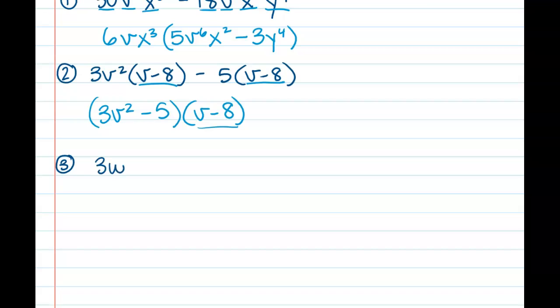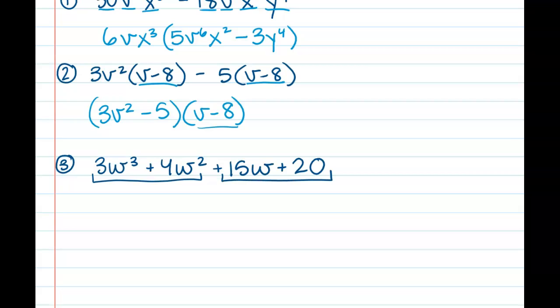Next, 3w cubed plus 4w squared plus 15w plus 20. There's 4 terms, so we'll have to use grouping. It's written in standard form, meaning descending powers, which is good. So we'll split into these two pieces. The GCF of 3w cubed plus 4w squared, we can't take out any numbers other than 1. So it looks like we have w squared. W squared times 3w is 3w cubed, and w squared times 4 is 4w squared.